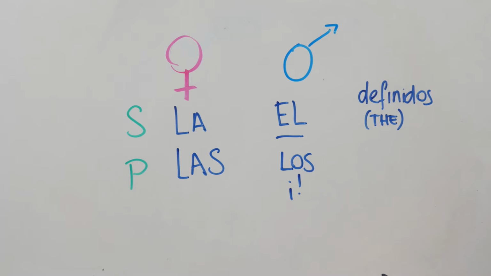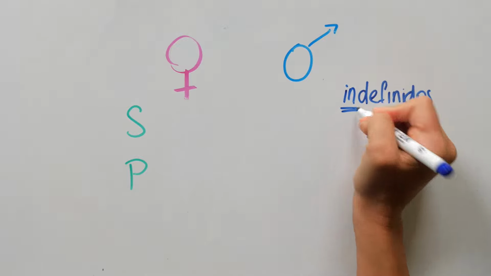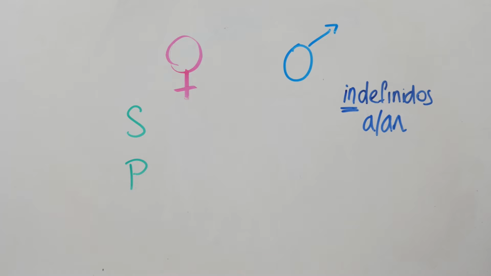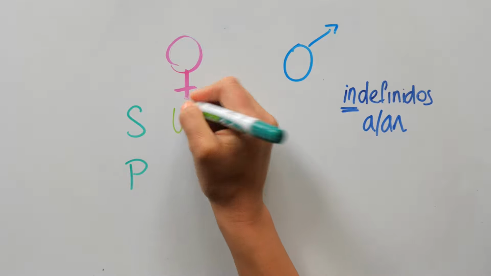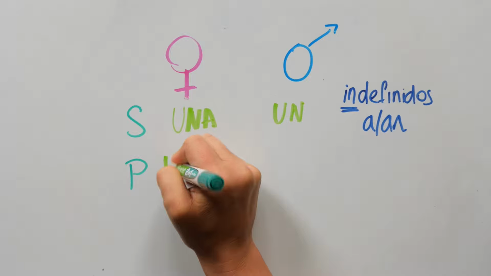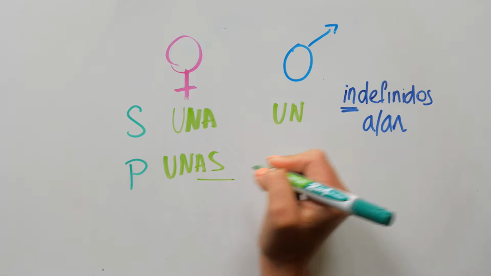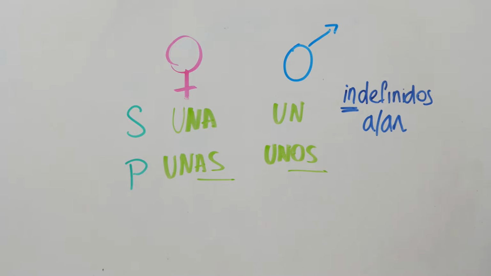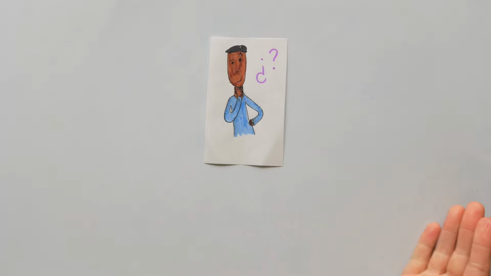Let's work on the indefinidos now. Remember that those are translations for the word a or an. For example, a chair, an apple. The feminine singular form is going to be una, and the masculine singular form is going to be un, whereas the plural forms are going to be unas and unos respectively. How to tell when to use one or the other? Well, it absolutely depends on the word that follows it.